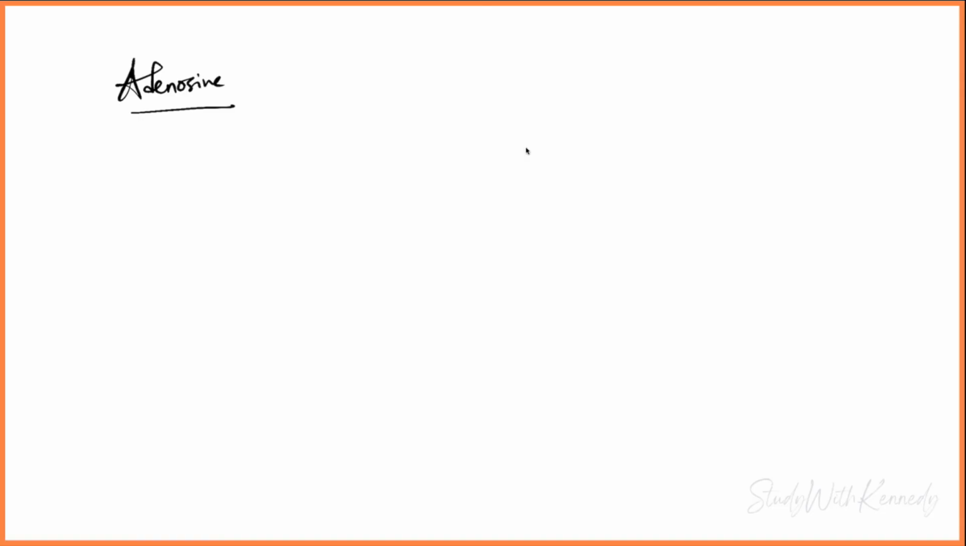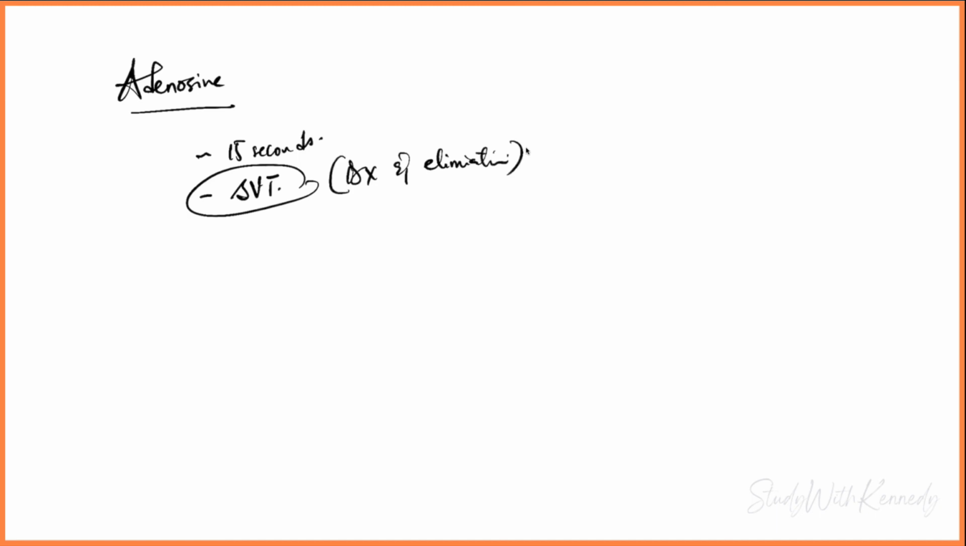Adenosine. Adenosine is a very short-acting medication, works for about just 15 seconds, and it's done. What do you want to remember here? You want to know that adenosine is used specifically in diagnosis and elimination of supraventricular tachycardias. It's used especially for diagnosis and extinction or elimination of supraventricular tachycardia. The mechanism of action is not usually the big deal on the exam, but you want to know that it causes potassium efflux from cells.